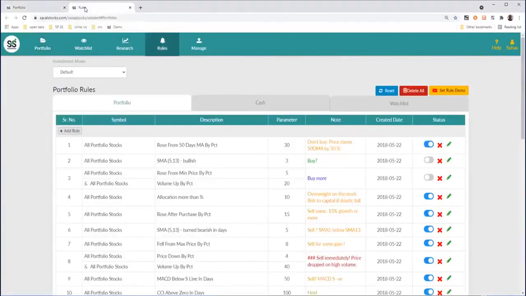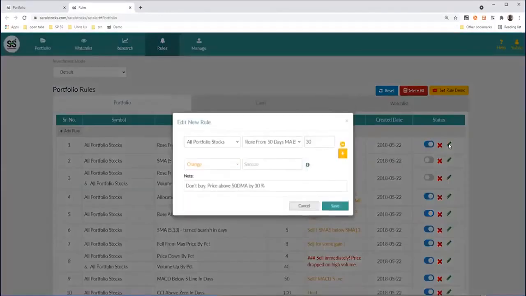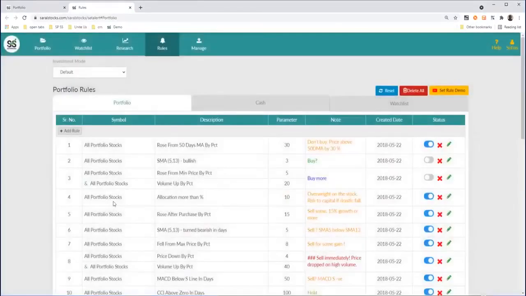Now, how are the rules set and how do they help you? The rules here are essentially for each stock or portfolio value. You can set rules for individual stocks as well. This rule says any stock in my portfolio that has gone up from the 50 days moving average by 30%, and hence we should not buy.